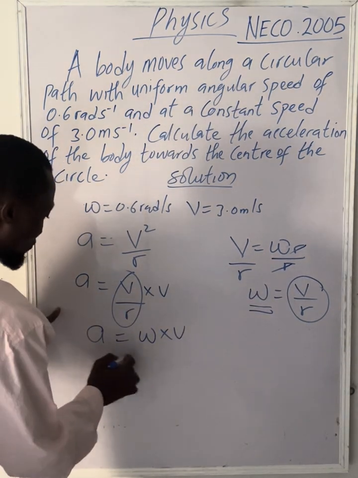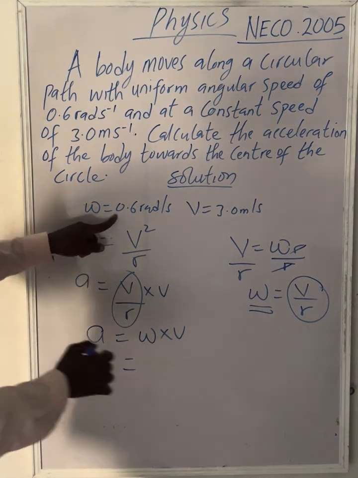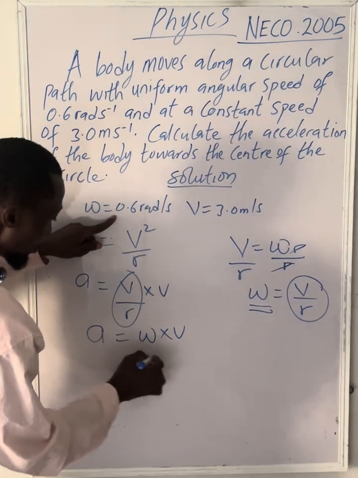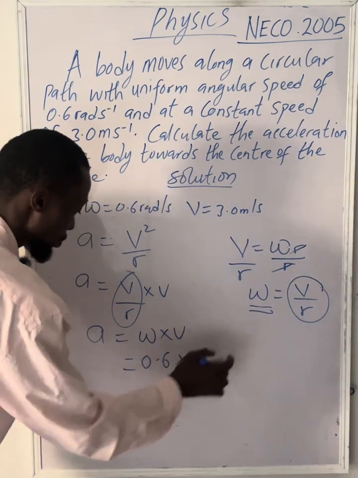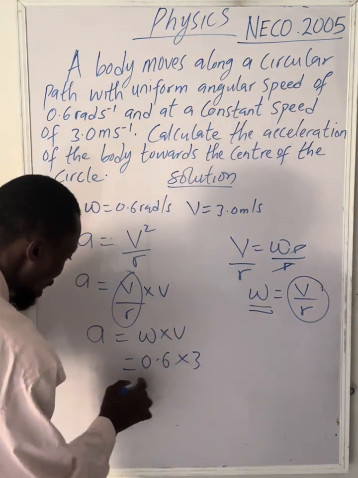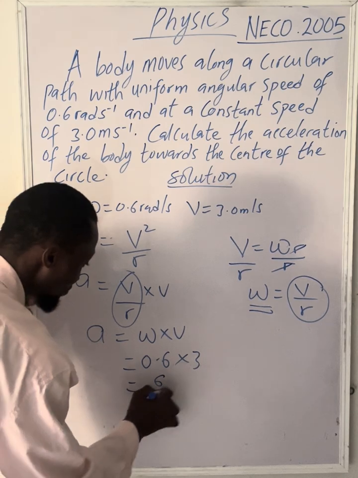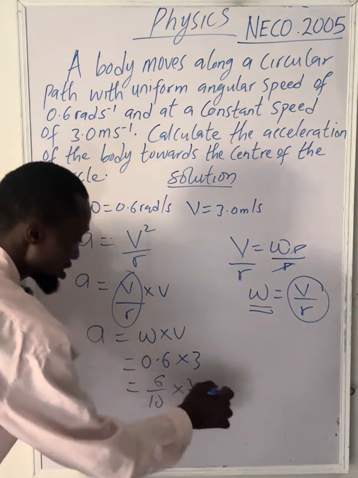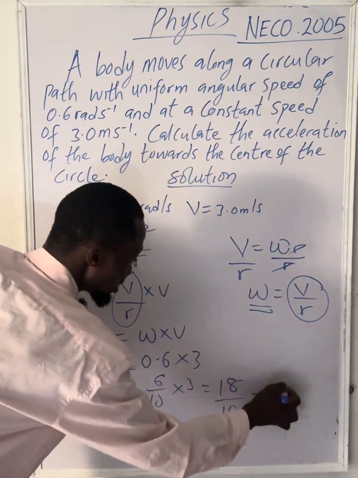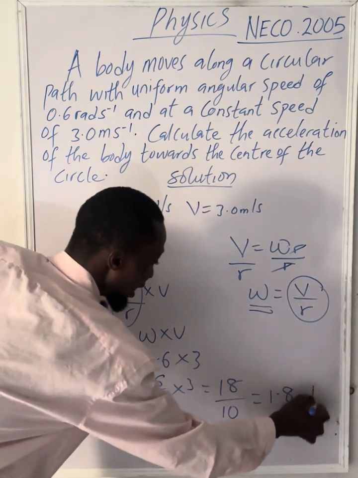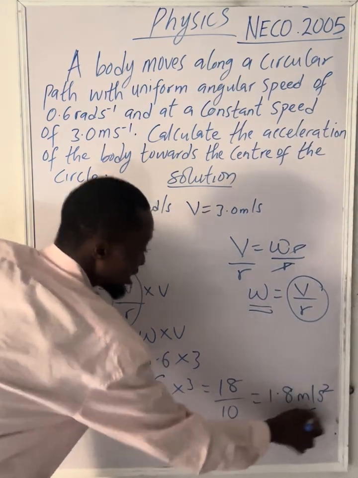Can we see? Then we can go on and substitute omega, which is 0.6, times the v here, which is 3.0. So which is going to give us a equal to 6 over 10 times 3. So 6 times 3 is 18 divided by 10, which is going to give us 1.8 meter per second squared. And that is our answer.